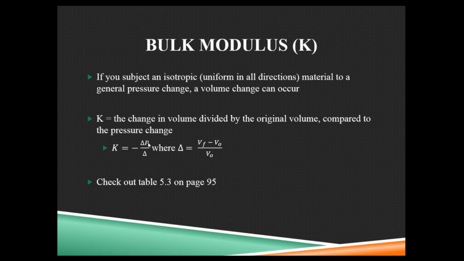So we have delta P in the numerator, change in pressure. So pressure final minus pressure initial. That's our numerator. The denominator is delta, where you have volume final minus volume initial divided by volume initial. So K equals negative delta P over delta. If you look on page 95 in your textbook at table 5.3, you can see some stuff about bulk moduli.